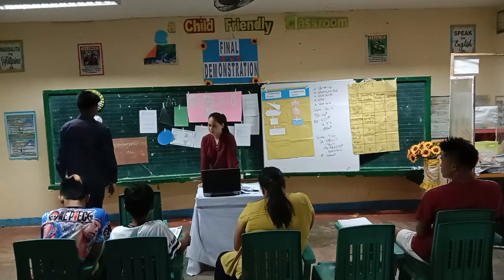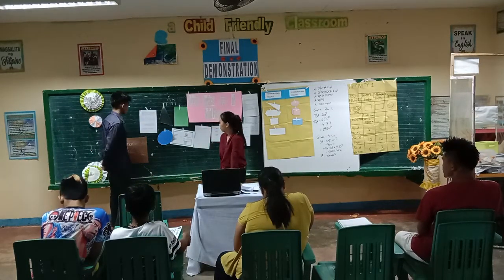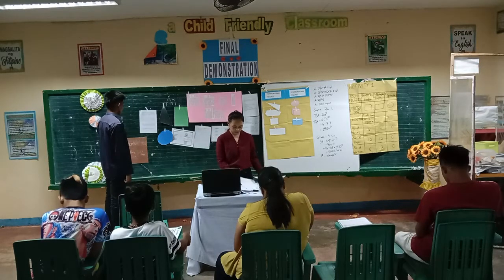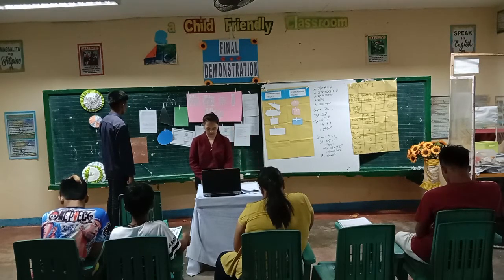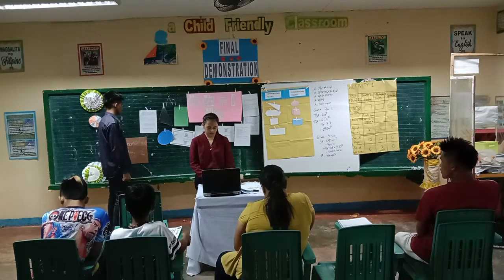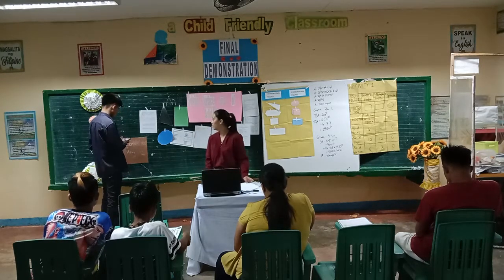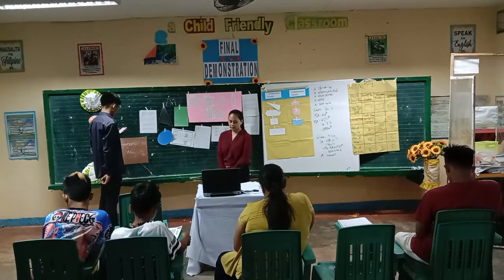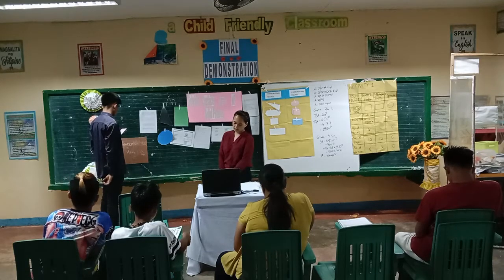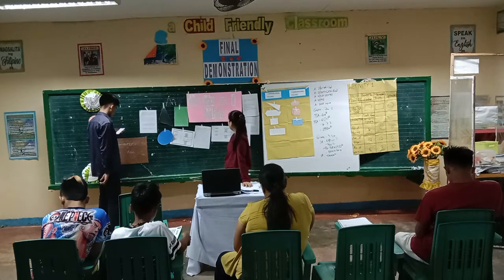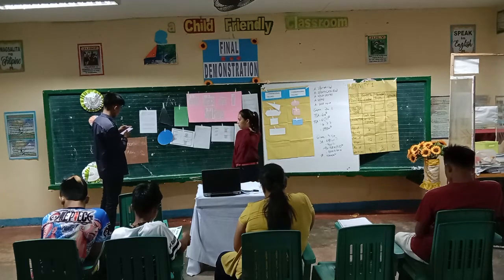Question number 2: you are building a new, larger rectangular aquarium for your pet fish. You want the aquarium to be 4 feet long, 1 foot wide, and 3 feet tall. How many square feet of glass do you need to make the aquarium? Our answer for number 2, ma'am: step 1, we identify the length, width, and height of the rectangular prism.